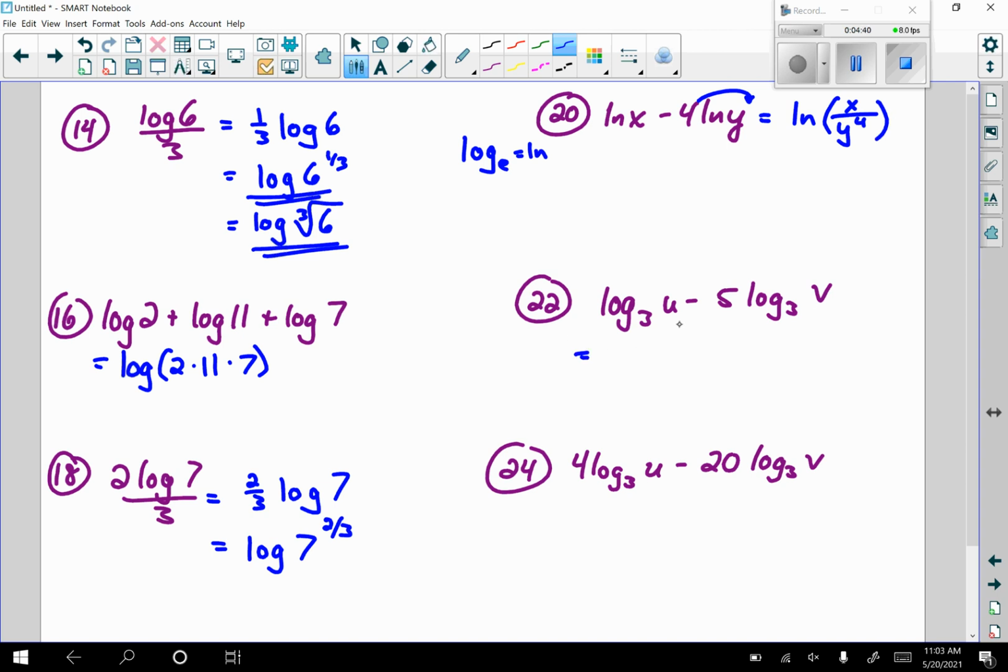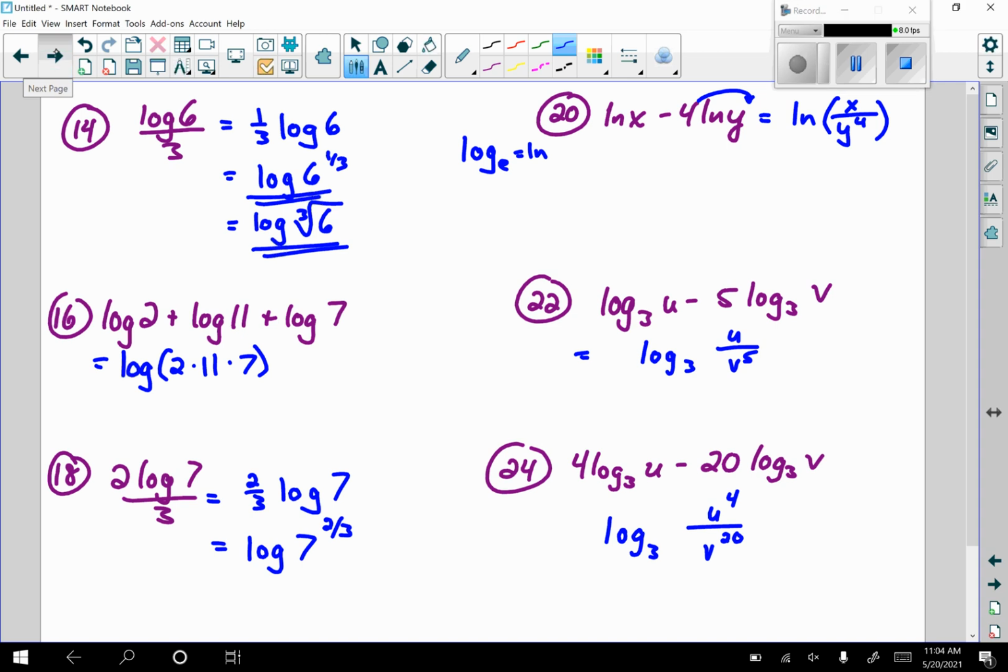For 22, now we have a base 3, so we have log base 3. Since we're subtracting, we'll have u up top, then we'll have v to the 5th in our denominator. And likewise for 24, we'll have log base 3, we'll have a fraction, in our numerator we'll have u to the 4th, in our denominator we'll have v to the 20th.